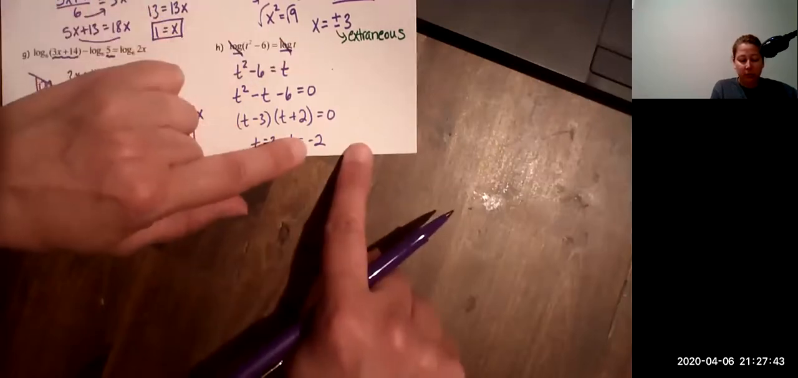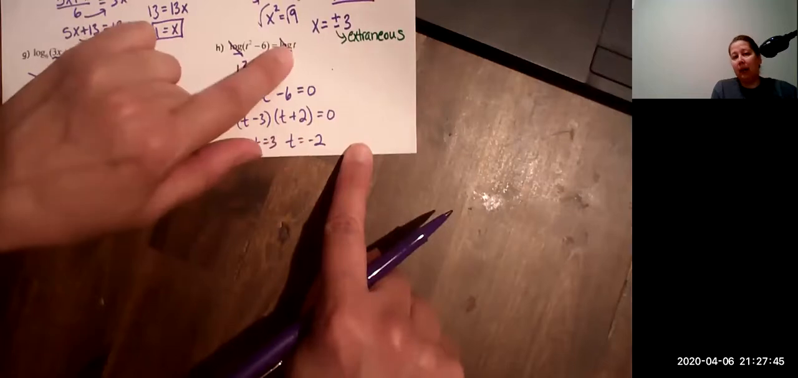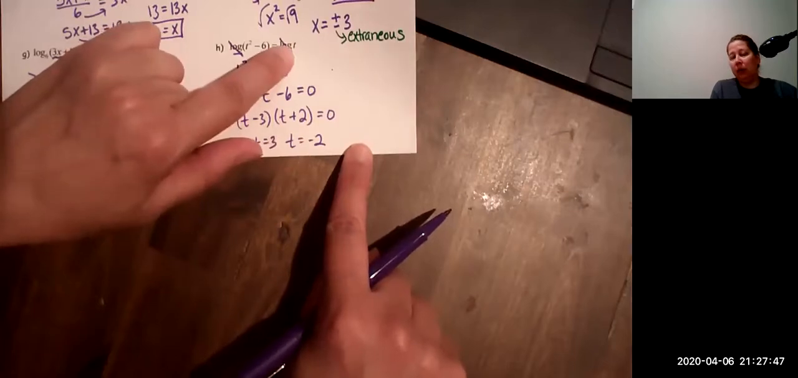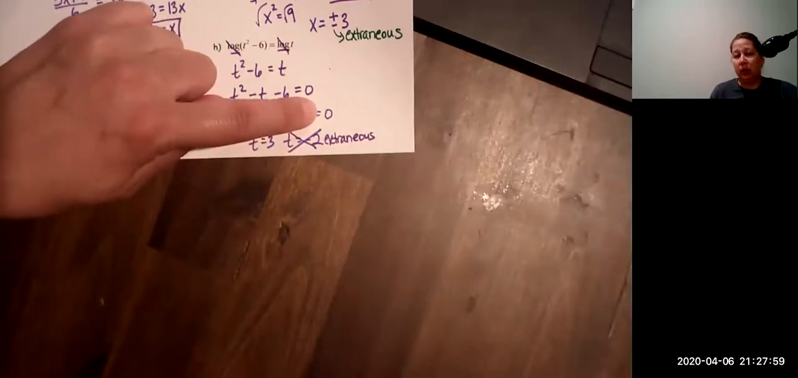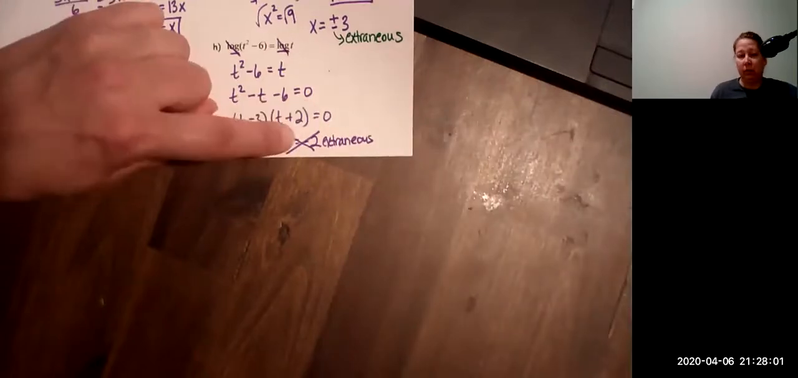-2, right off the bat, I see right here, if I plug a -2 in for that t, I'm now taking the log of -2, which is not allowed. -2, that one's extraneous. You don't have to tell me it's extraneous, unless like on MyMathLab, if they say, are there any extraneous solutions, you would put -2. But the answer to this problem is only 3.